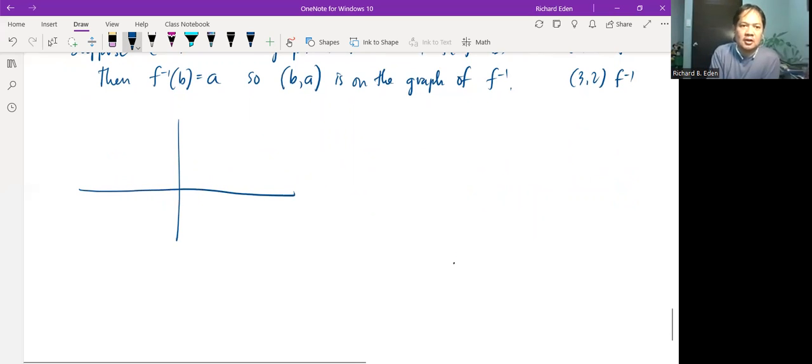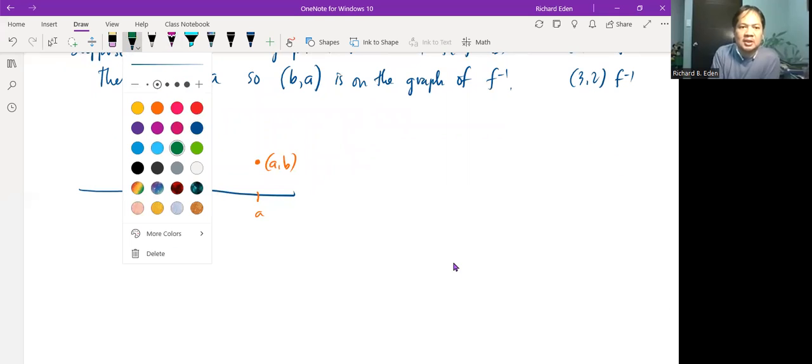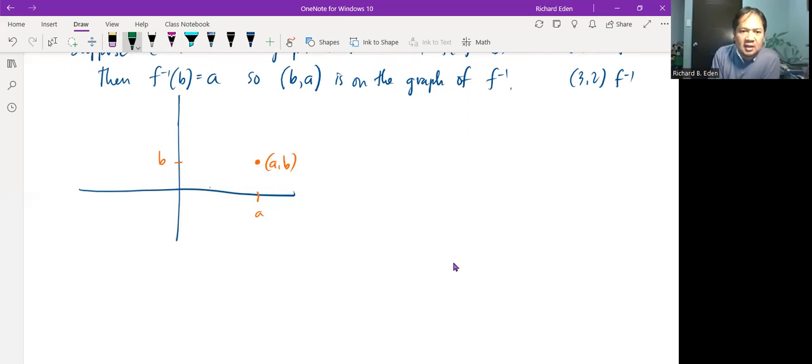this is what the manifestation looks like. Let's say A is here and B is somewhere here. So this is the point (A, B). Now let's look for where the point (B, A) is going to be. B is relatively close to the origin on the x-axis, while A is farther from the origin, so A is here on the y-axis. This point, in green, is going to be (B, A).